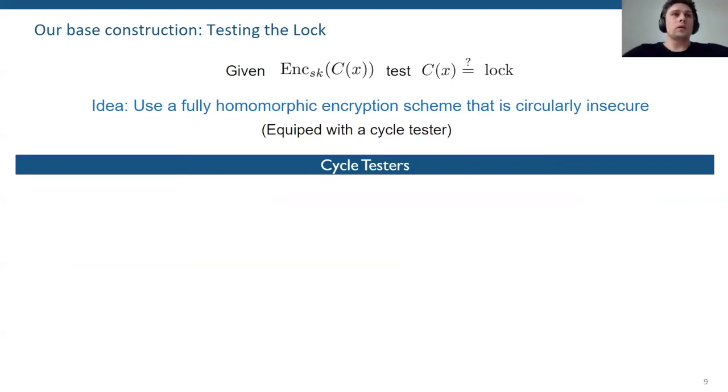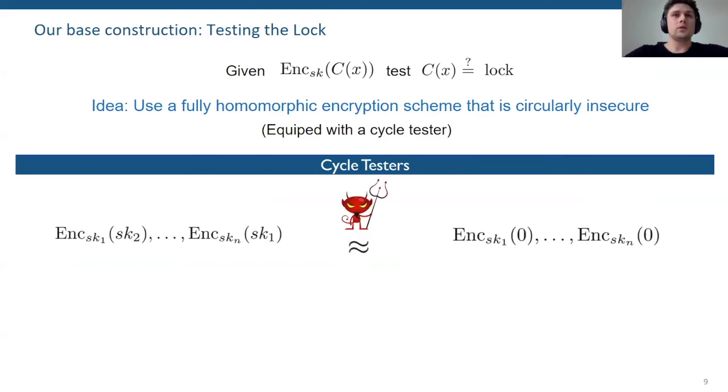Now, let me tell you what those cycle testers actually are. A cycle tester is an attack on an encryption scheme that is able to differentiate between encryptions of zero and encryptions of secret keys that form a cycle. So we have an encryption of secret key 2 under secret key 1, and then an encryption of secret key 3 under secret key 2, and so on and so forth, until we complete the cycle with an encryption of SK1 under SKN.